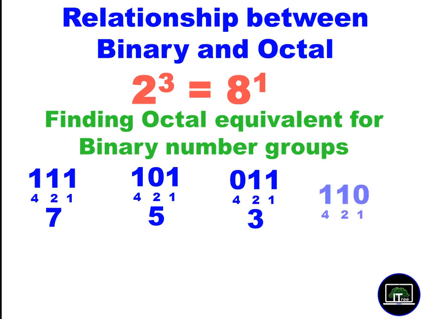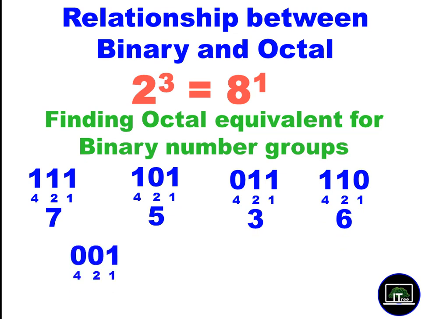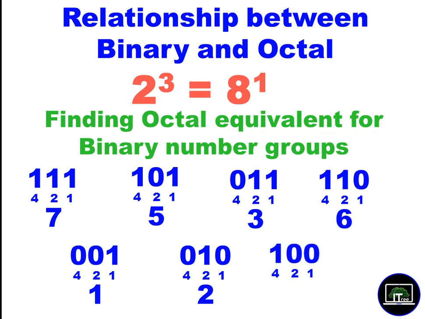Look at this one now. It is 4 plus 2. It is 6. Look at this one now. It is 0 0 1. The total becomes 1. This one is 0 plus 2 plus 0. It is 2. You can see the last one, this number is 4. You know that. Now we can calculate these things.